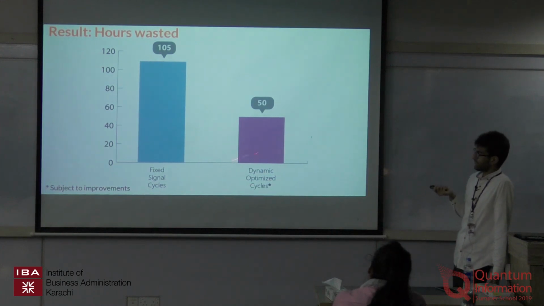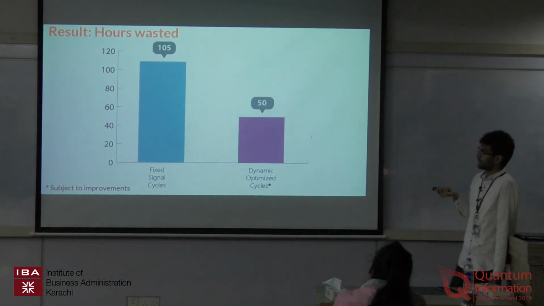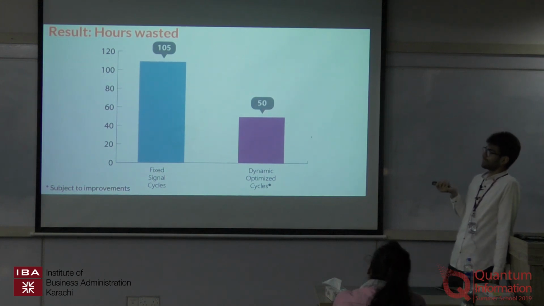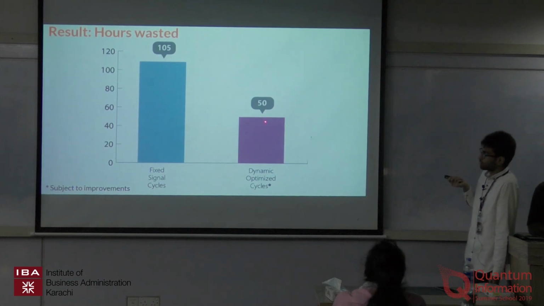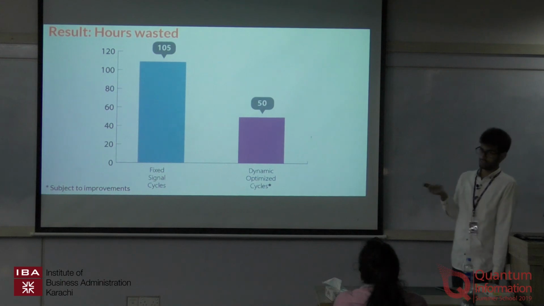If we use this dynamic optimized cycle that we developed, you can bring down the time to 50 hours. So you can basically save about 50 hours. And this is just the minimum bonus that you can get. You can actually improve it all the way to here if you know everything about the traffic and where every car is.